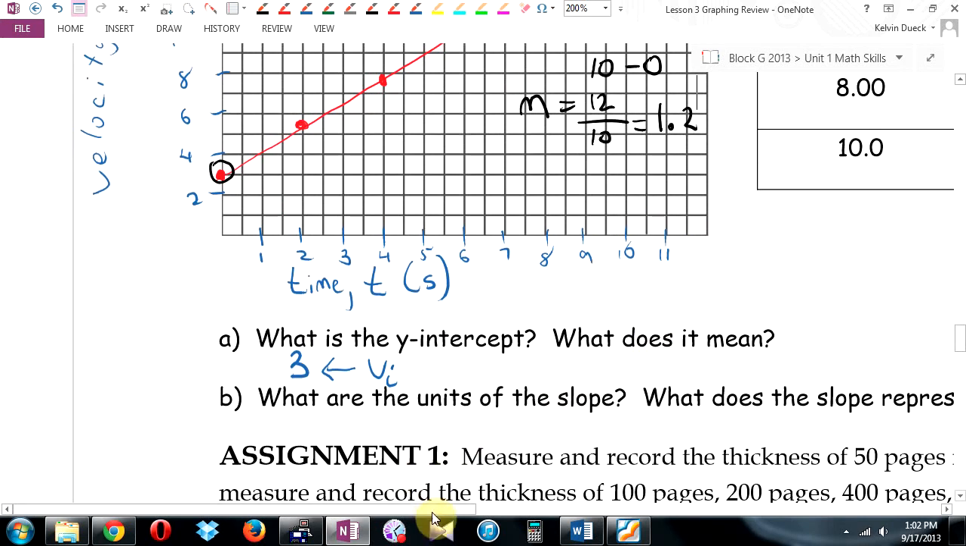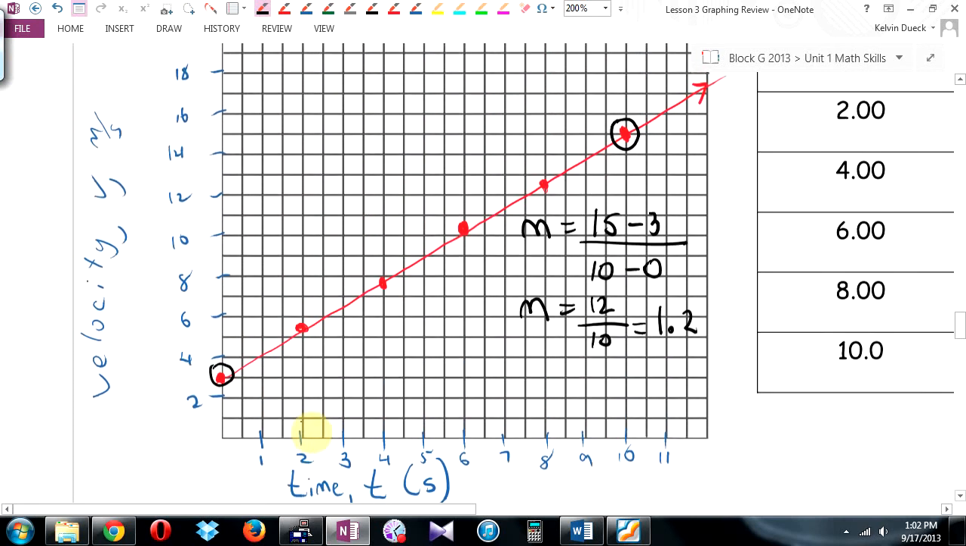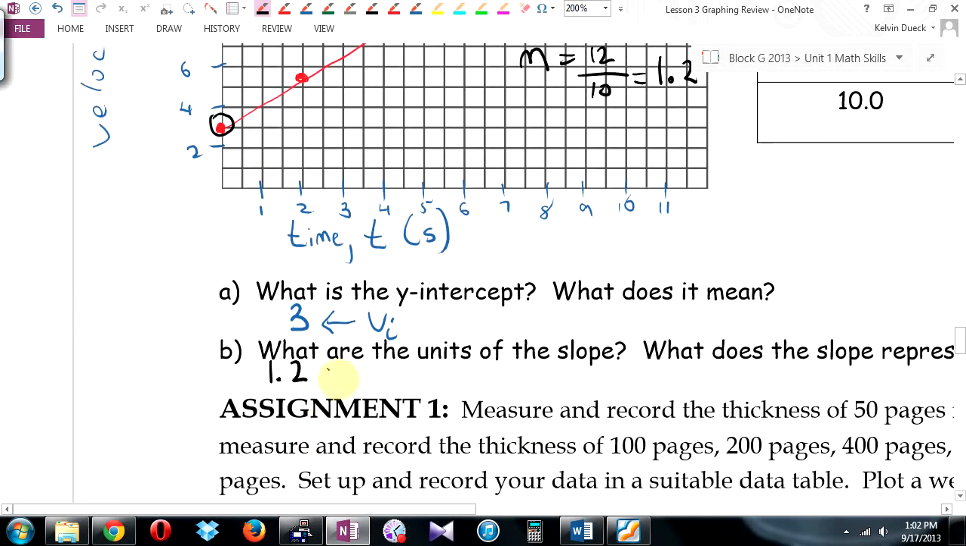Part B says, what are the units of the slope and what does the slope represent? So first of all, the slope is 1.2. 1.2 what? Well, what are the units on the y-axis? Over, what are the units on the x-axis? It's meters per second per second. Or, what did we call that in Science 10? Do you remember? It's meters per second squared. What was meters per second squared? What does the slope represent here?